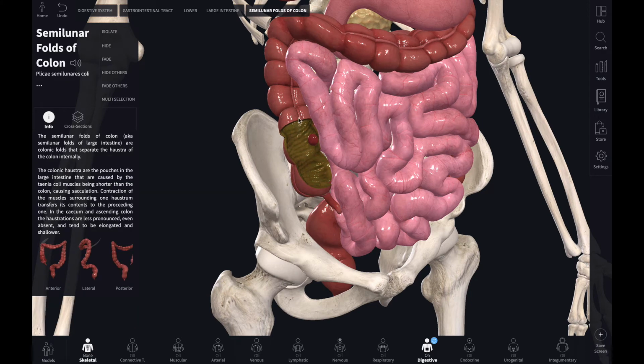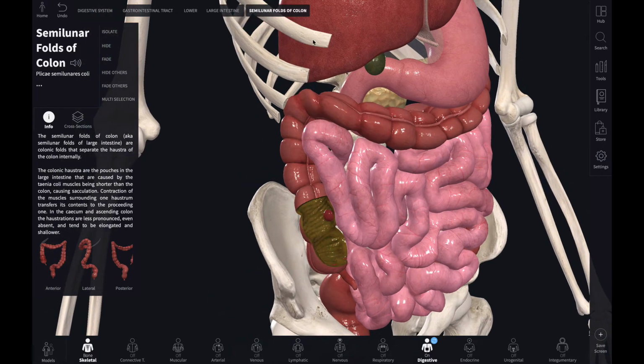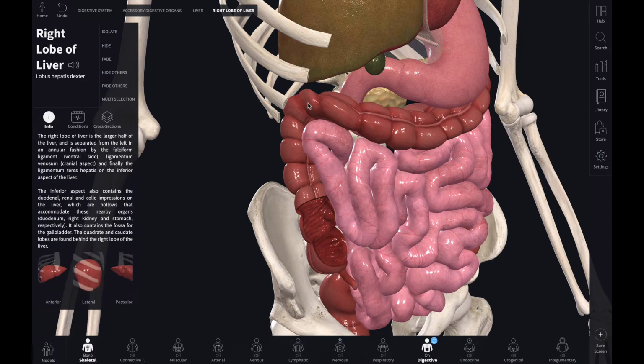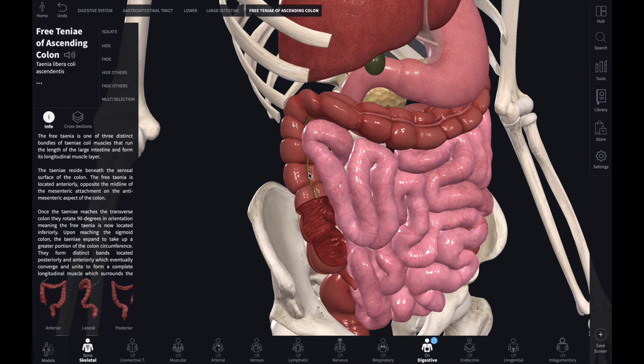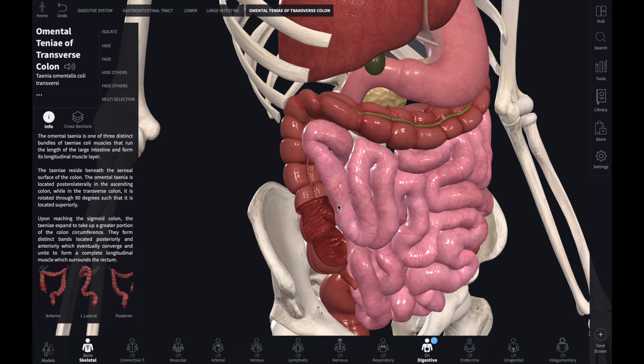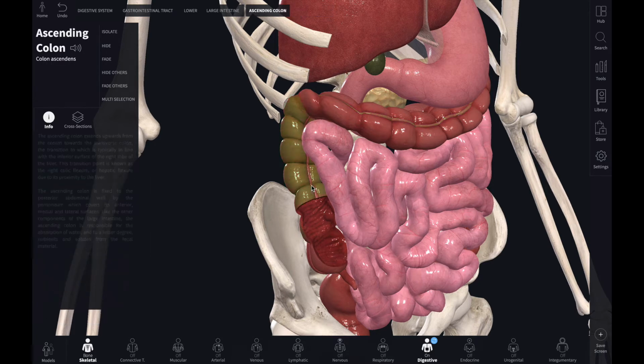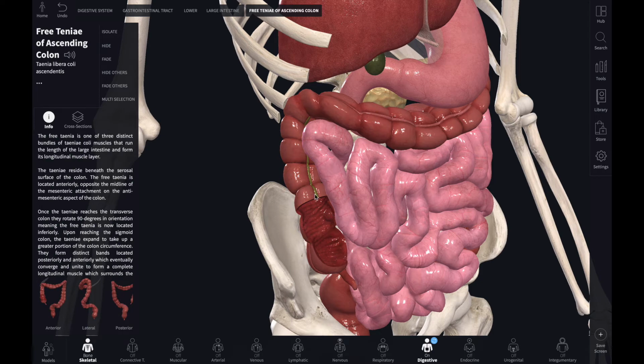This cecum continues as the ascending colon, and near the liver it bends. That's what is called the hepatic flexure. You can see here this band-like structure is called the tinea coli. This tinea coli is nothing but a condensed part of the muscular layer of the large intestine.